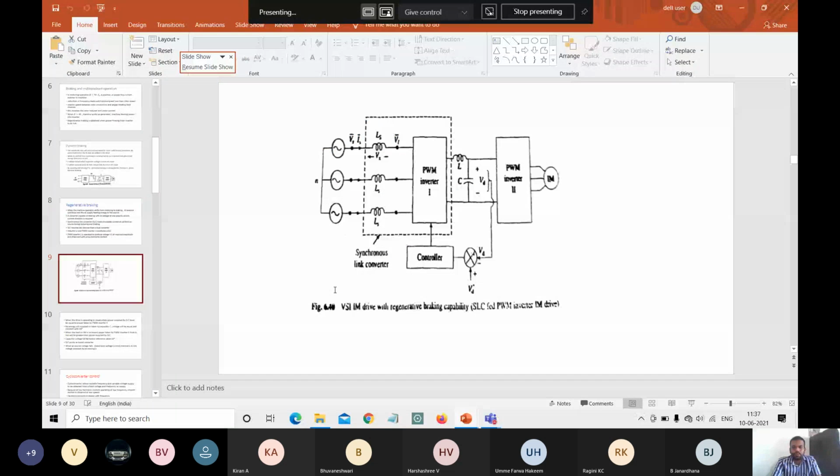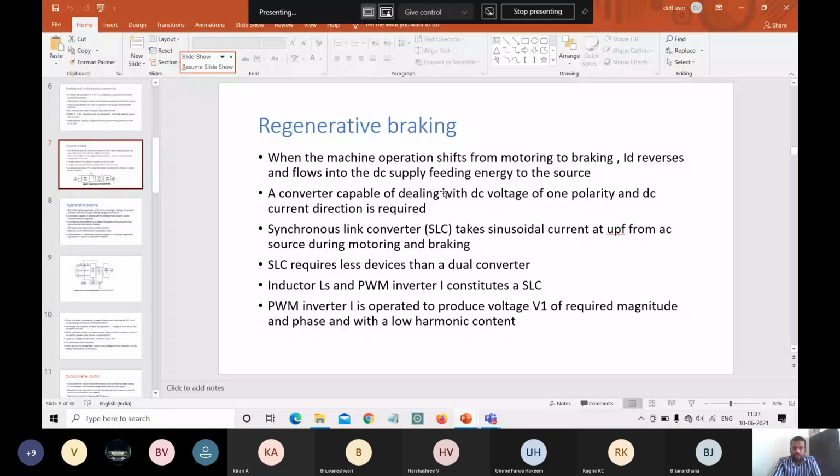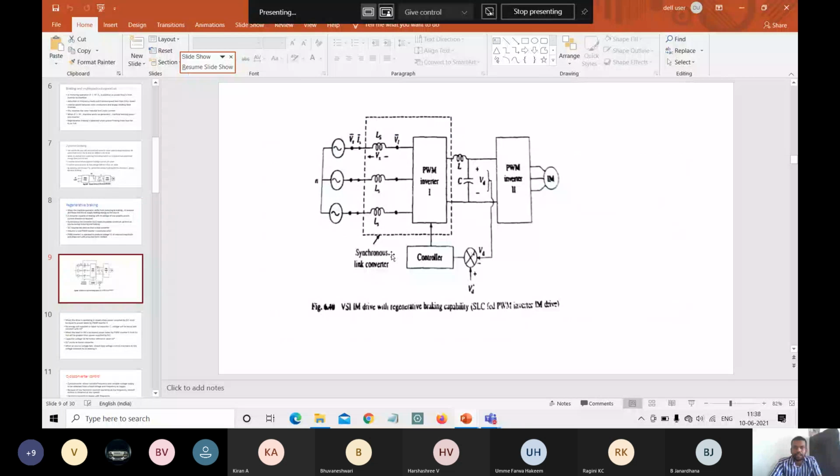So this is about regenerative braking. Regenerative braking is nothing but the reversing of supply. Here we are reversing the ID, but the VD remains the same, and we are using the SLC. The SLC is our synchronous link converter, constituted using the inductance and PWM inverter 1.